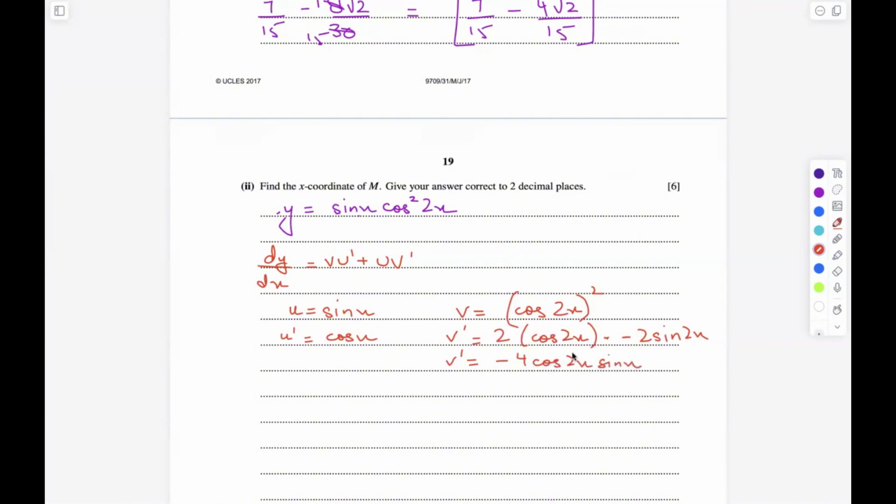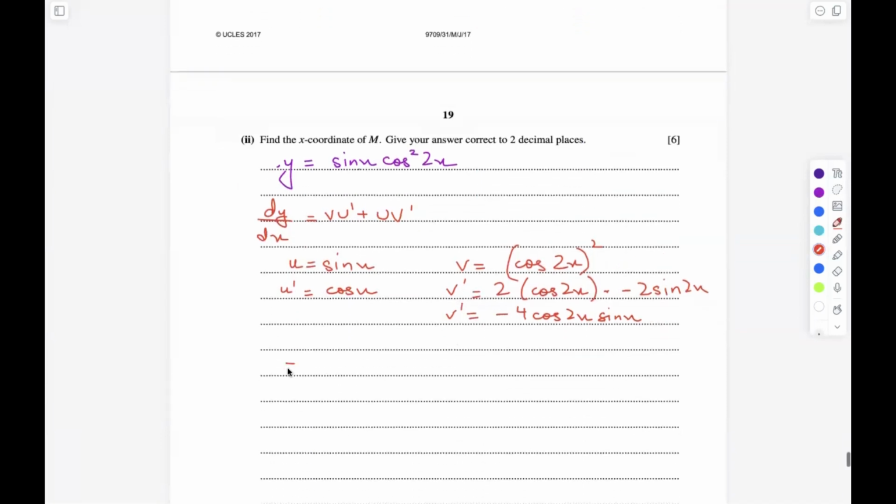So once we have the value of u dash and v dash, now we can just substitute these values. So v u dash will become, so v is cos squared 2x, so this will become cos squared of 2x multiplied by cos of x. And as it is a maximum point, now we can put dy by dx equal to 0. Plus, and u v dash will become sin x into minus 4 cos 2x sin x. We can take this term on the left hand side.